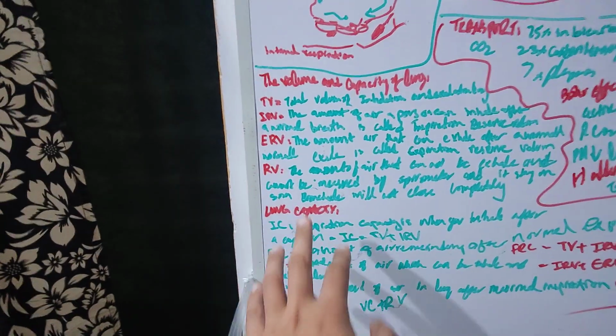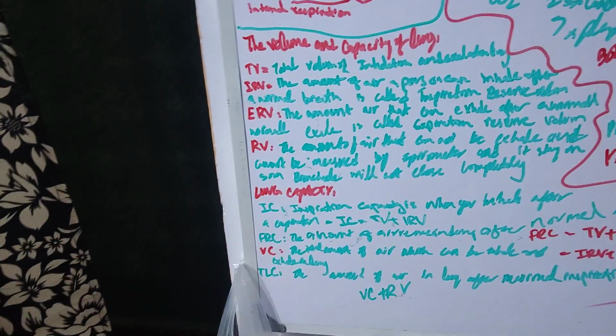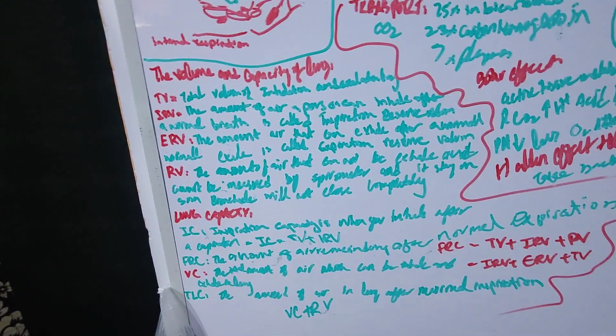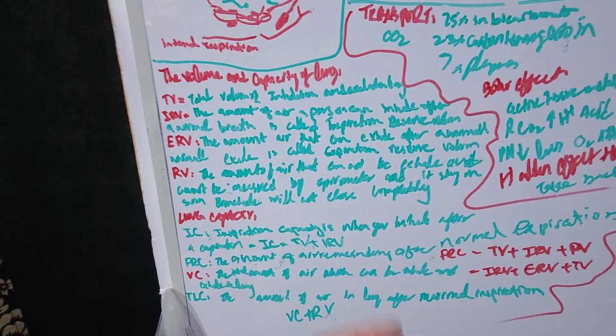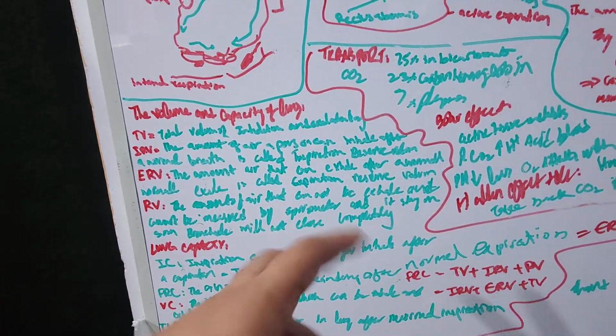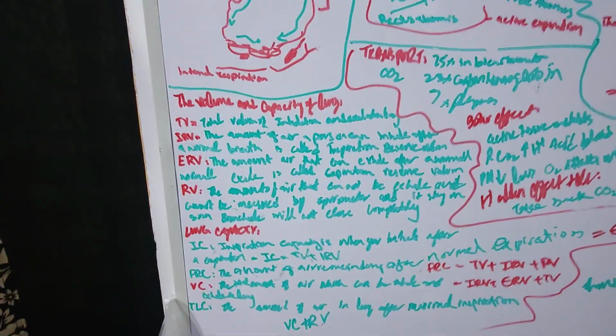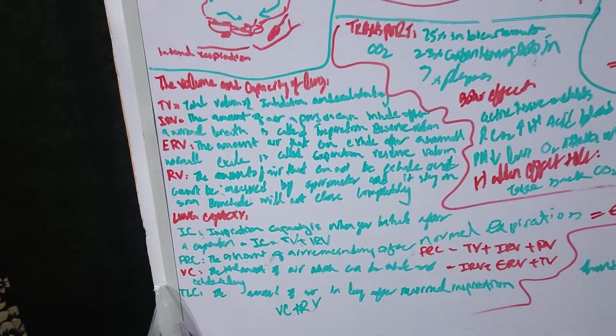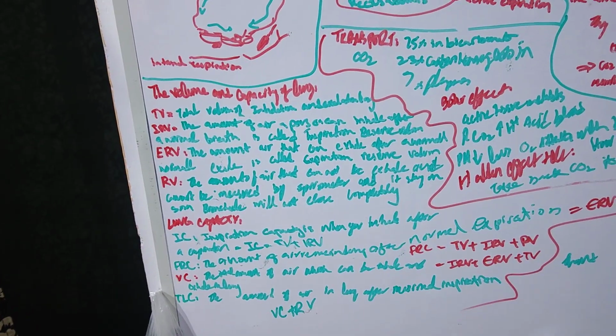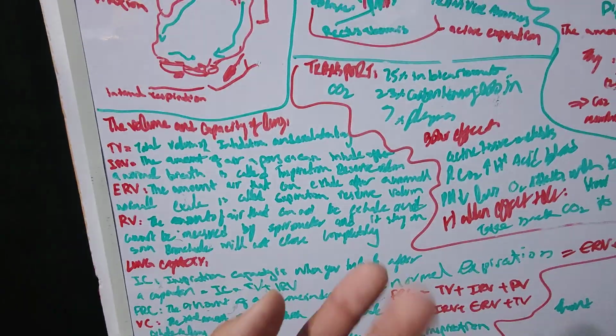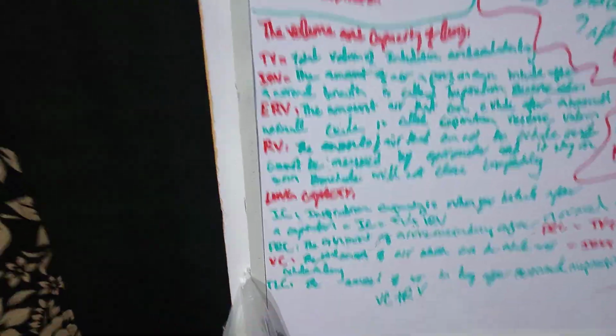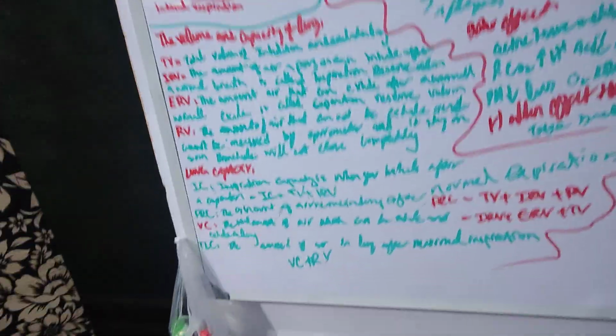Then we see the lung capacities. First of all, we see IC, inspiratory capacity. It is the amount of air we can inhale after a normal expiration, after we have let our air out.